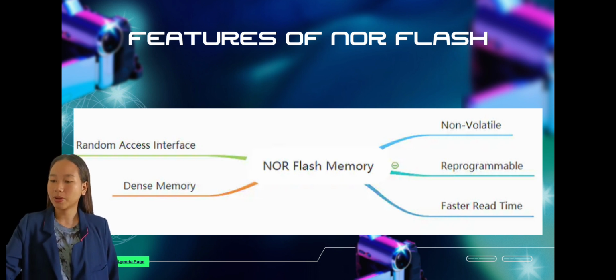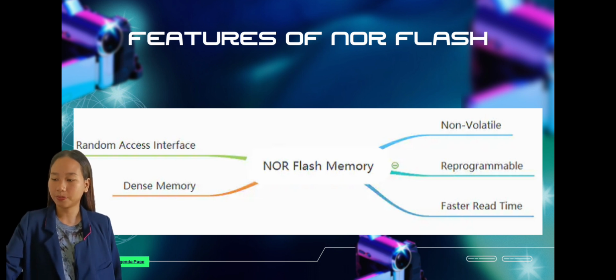Next is the random access interface. NOR flash memory has a random access interface, meaning you can address a certain part of the memory instead of reading it sequentially from the beginning. This feature makes it more flexible to use during the workflow.